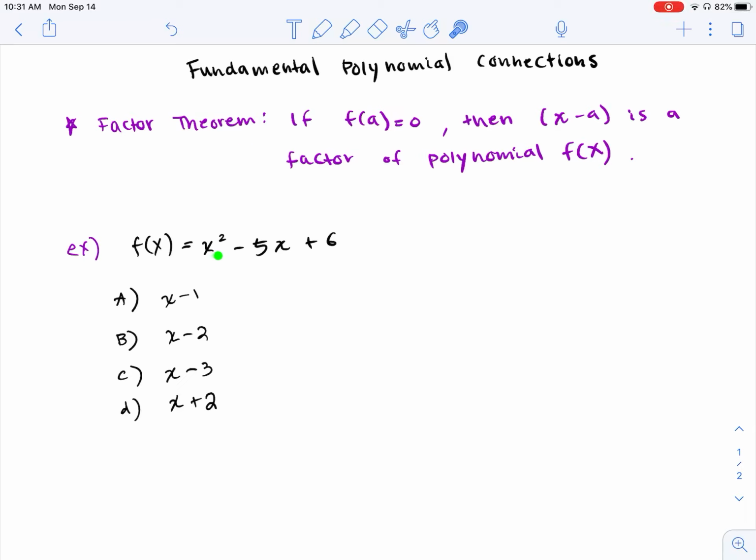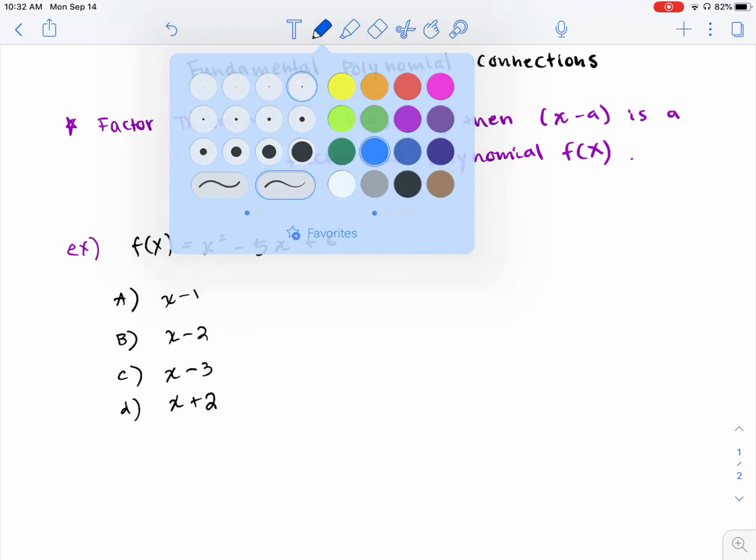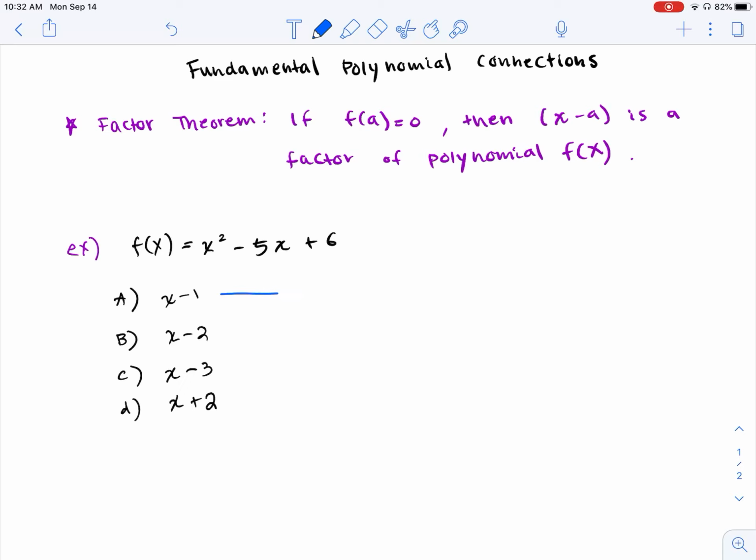So let's say we did not know how to factor this. Then based on this question, you'll notice that if we plug in a into f of x, and it equals 0, then it's a factor. So I'm going to go from the top. Let's say I start from choice A. First, we want to solve for a. If x minus 1 is a possible factor, we're going to make it equal to 0 and solve for x. So you'll notice this x is 1.